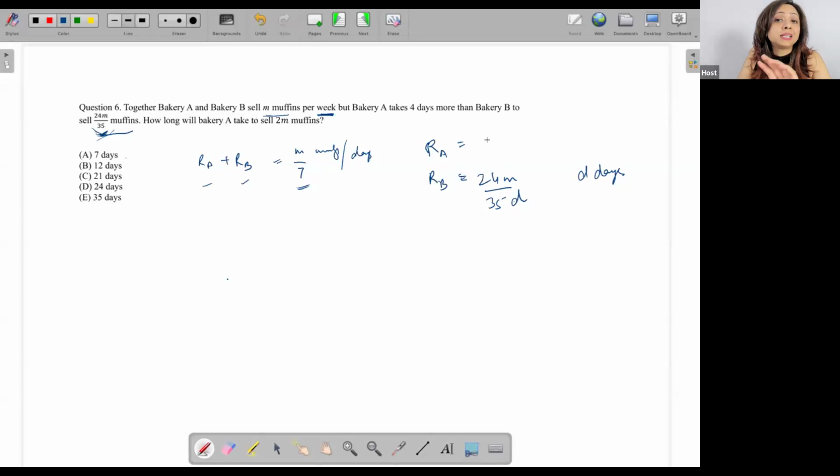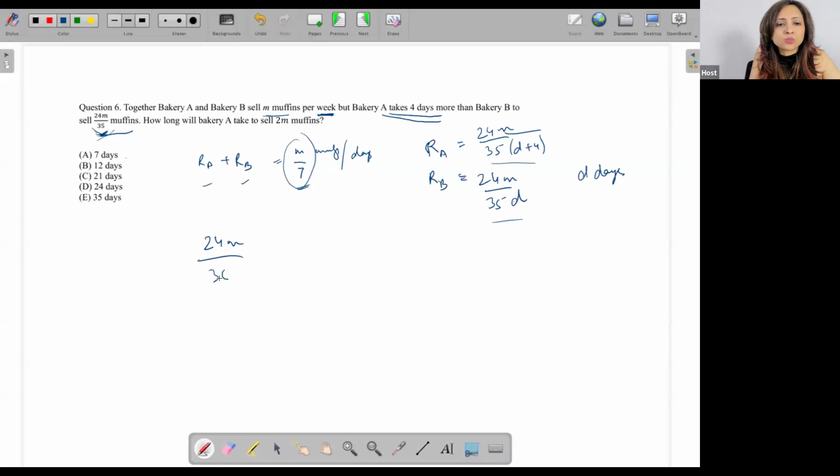Now, what about bakery A? That makes the same 24M by 35, the work done by bakery A. But now the time taken is 4 days extra, so the time taken is D plus 4. Do you understand this? This is the only slightly tricky part of it, that I have a combined rate over here and now I've got my individual rates over here. So now when I add my individual rates, whatever it is, don't worry about the big expression, just add it up. What do I get?